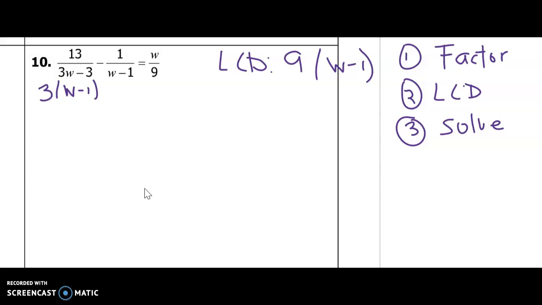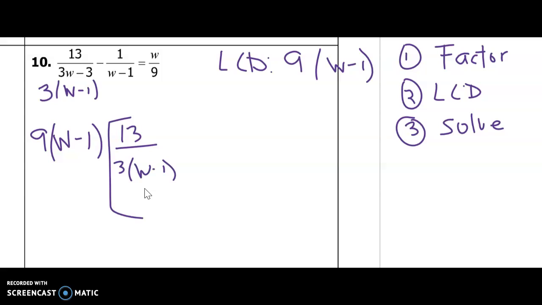So we're going to multiply everything by our least common denominator. So we're going to take this 9 and W minus 1, and we're going to think about that for just a second. Okay, we've got 13 over 3 times W minus 1. I'm going to leave some space. We have a negative 1 over W minus 1 equals W over 9.